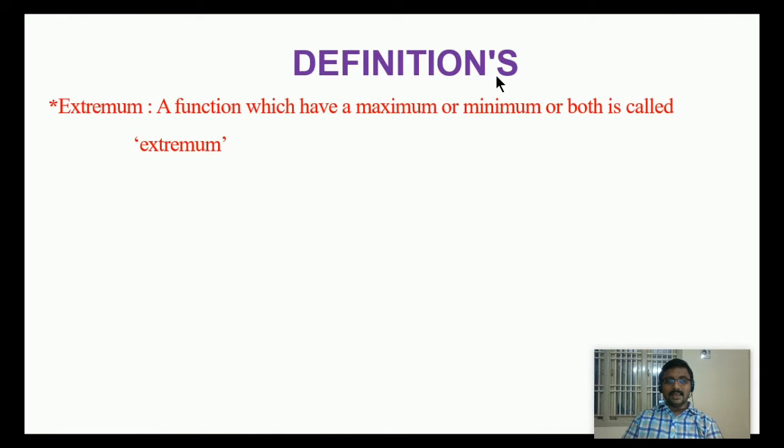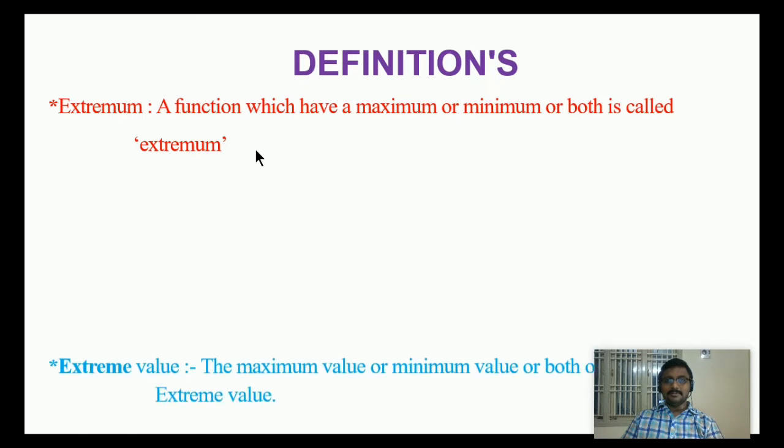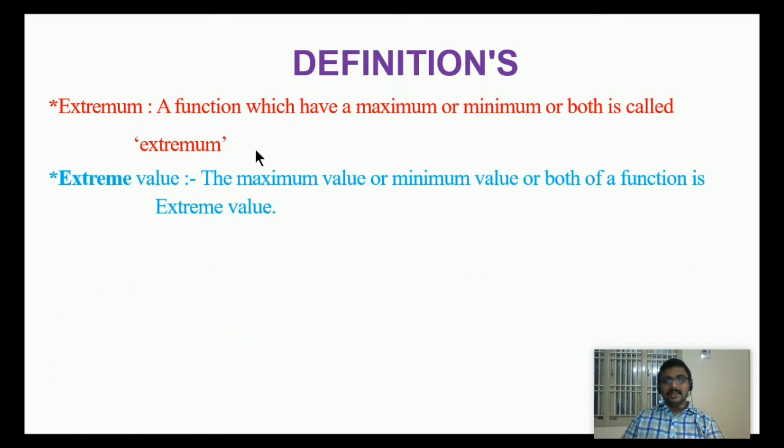Definitions. Extremum: a function which has a maximum or minimum or both is called extremum. Extremum means, for a given function, which has maximum or minimum or both. Extreme value: the maximum value or minimum value or both of a function is called extreme value.